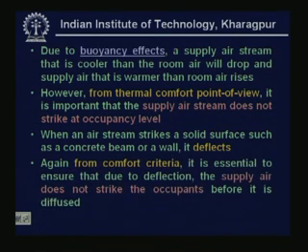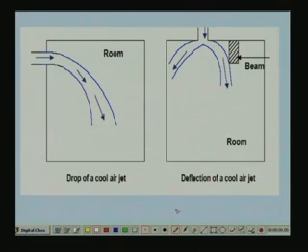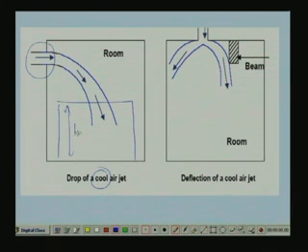Again, from comfort criteria, it is essential to ensure that due to deflection the supply air does not strike the occupants before it is diffused. Okay, so let me show this. For example, let us say that we are supplying a cool jet at a height into the room. Let us say that this is our occupied zone, that is 1.8 meter, and 0.3 meters from the wall.